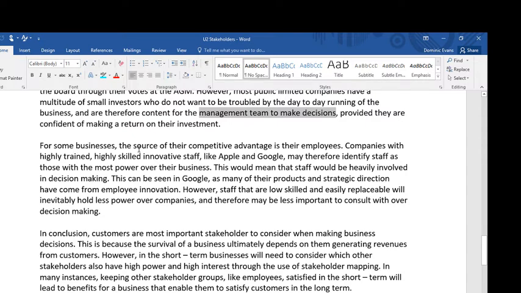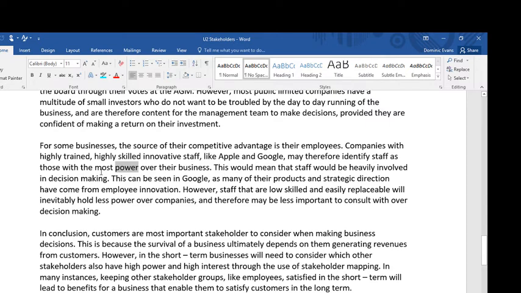Okay, so one more important stakeholder for me to consider before I come to some sort of conclusion. For some businesses, the source of their competitive advantage is their employees. Companies with highly trained, highly skilled, innovative staff like Apple and Google may therefore identify staff as those with the most power over their business. Okay, so I'm referring back again to that stakeholder map through the use of power.